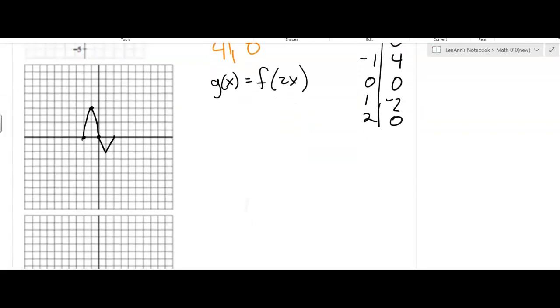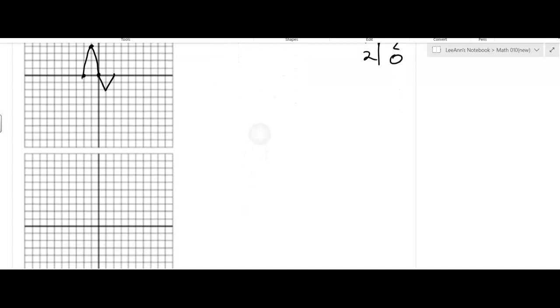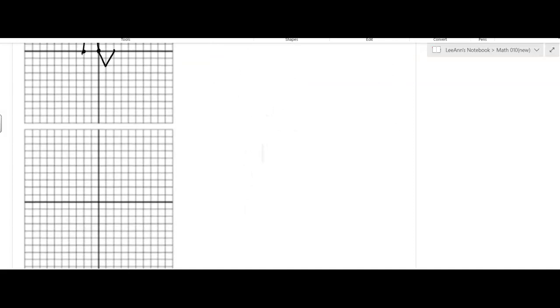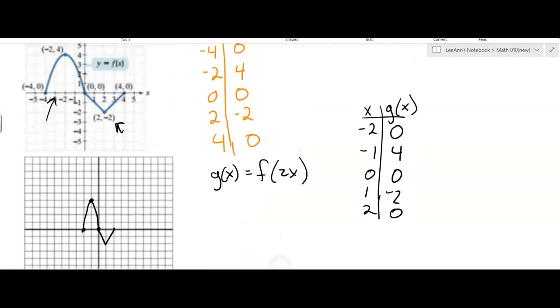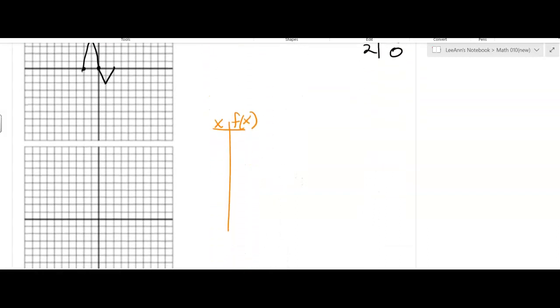Now, the next one is, let's see. I want to rewrite that graph that we had. x, f of x. Can't remember the points. Okay, it was negative 4, 0. Okay, it went 0, 4, 0, negative 2. Okay, so hopefully I'm remembering those right. And then this was negative 4, negative 2, 0, 2, 4. Okay, that was the original. You just couldn't see it anymore.